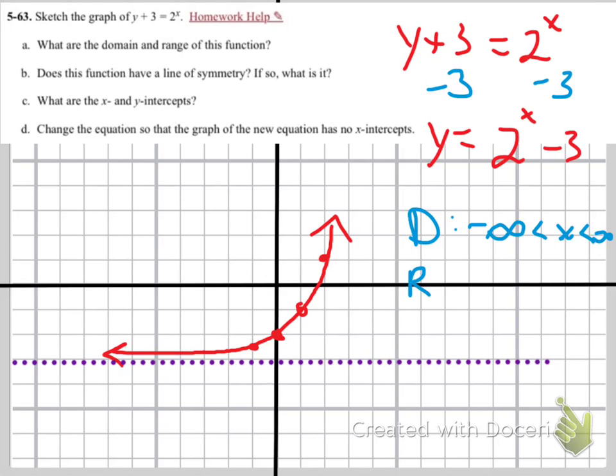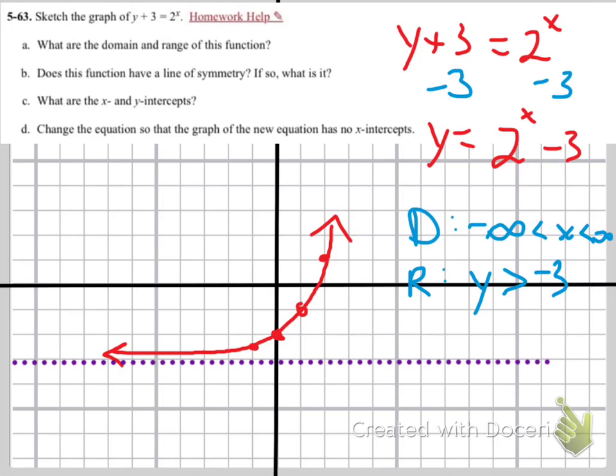The range here cannot be negative 3. It cannot equal negative 3, but it will go up forever. So the range here is going to be y values that are greater than negative 3. Not or equal to, because again it's an asymptote and it'll never touch negative 3. So on this problem again, let's take a look at some x and y intercepts for problem C.